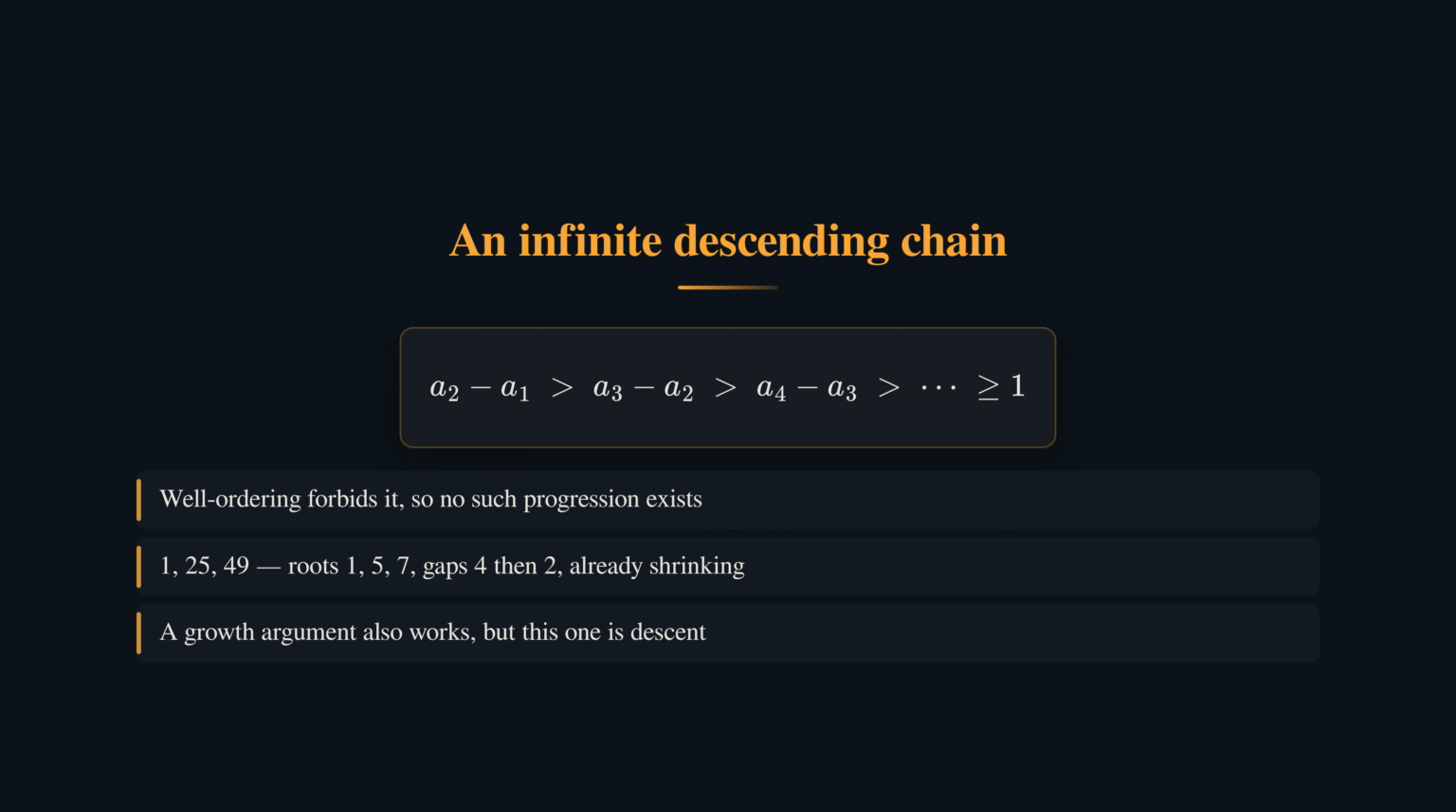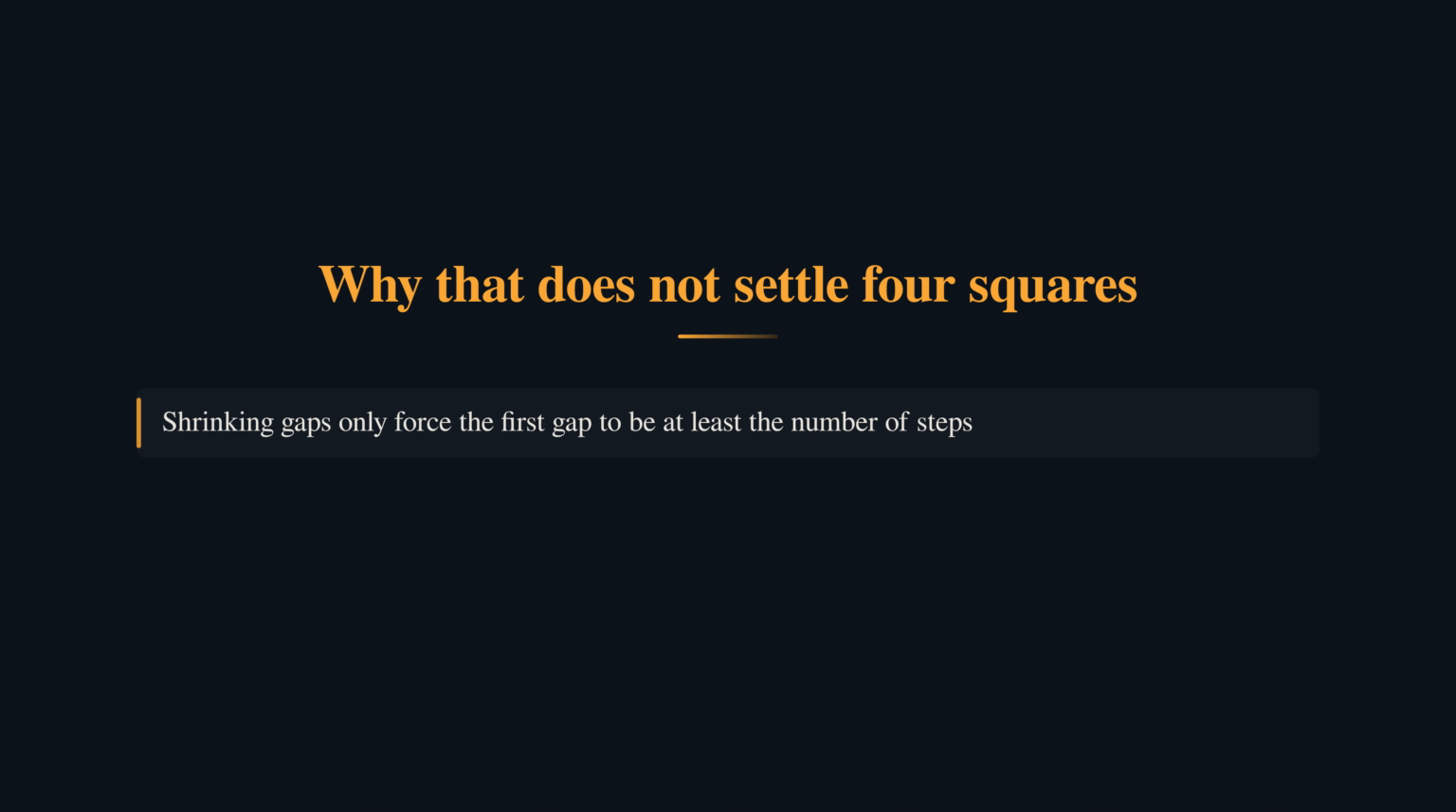There is also a one-line growth argument for this problem. The roots outrun any fixed difference. It is perfectly valid, but the version you just saw is genuine descent, which is why it belongs in this lecture.